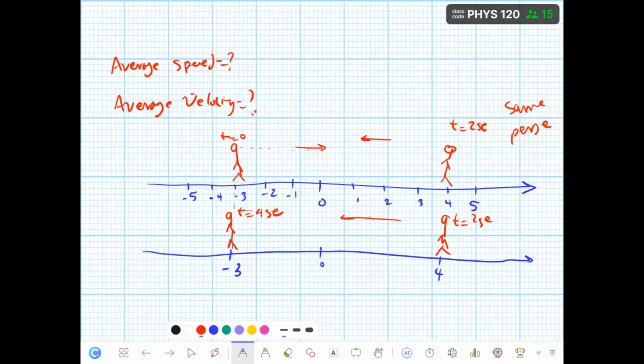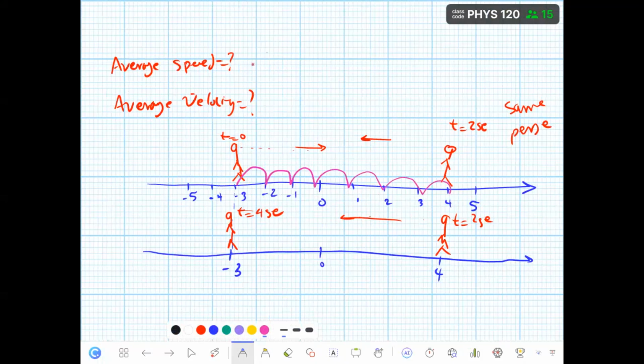Okay. What is the average speed? 3.5 meter per second. Why? How did you calculate it? You added all distance traveled. Okay, so how many meters to the right? One. Okay, let me just show here. 1, 2, 3, 4, 5, 6, 7. Yep. Okay, 7 meter to the right.